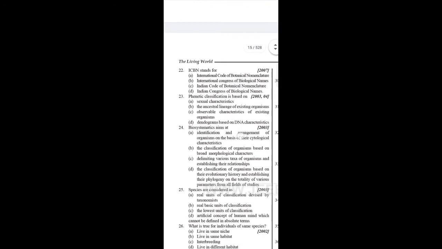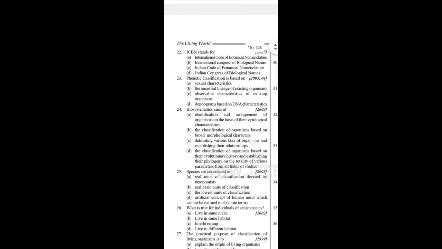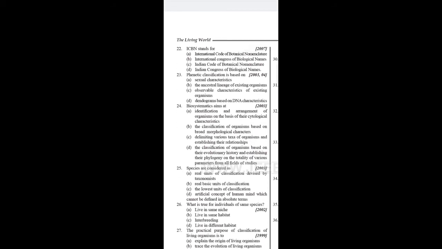Next question. Which of the following animal is correctly matched with its particular named taxonomic category? The answer is A. That is tiger, Tigris the species. Next. ICBN stands for. Option A is correct. International Code of Botanical Nomenclature. Next. Phonetic classification is based on. The option C is correct. Observable characters of existing organisms. Biosystematics aims at. Option D is correct.